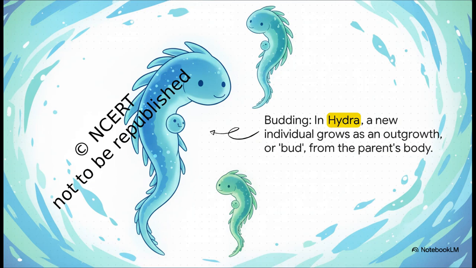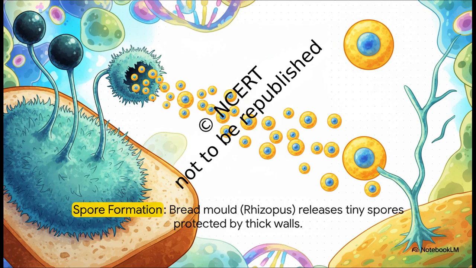And check this out. Another fascinating method is budding. With Hydra here, a little outgrowth, or a bud, just starts forming on the parent's body. It grows into a tiny, complete version of the parent, and then it just pops off to start its own life.